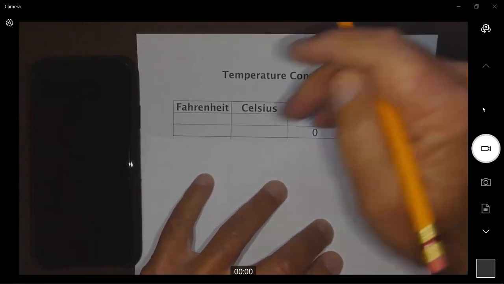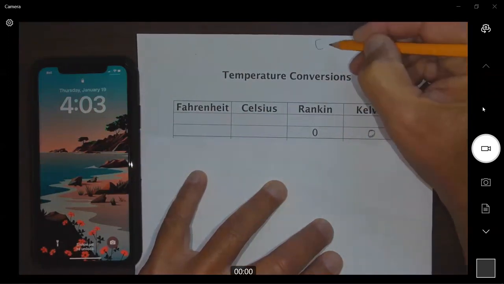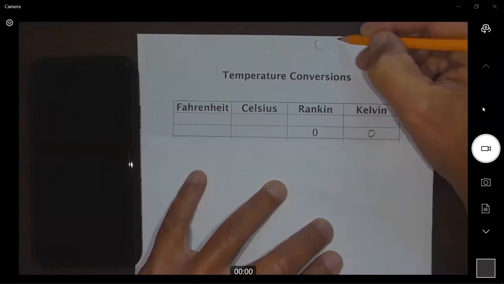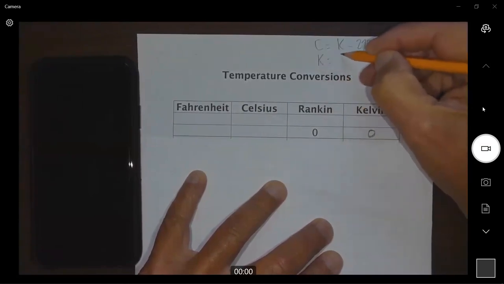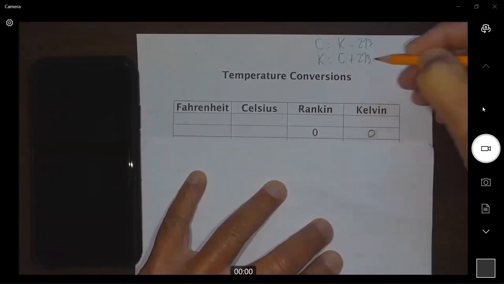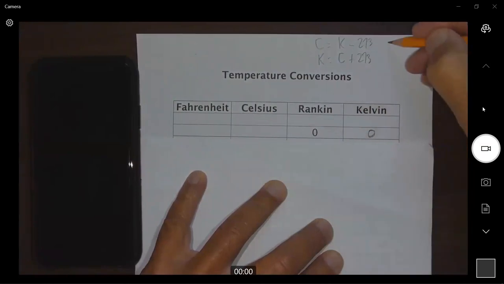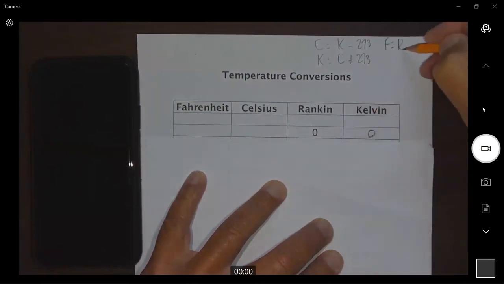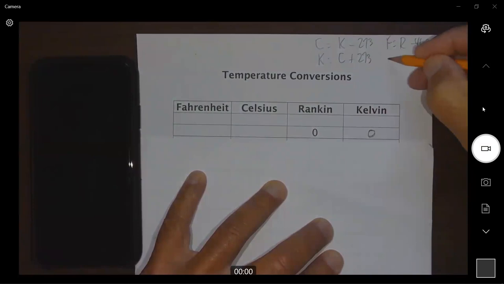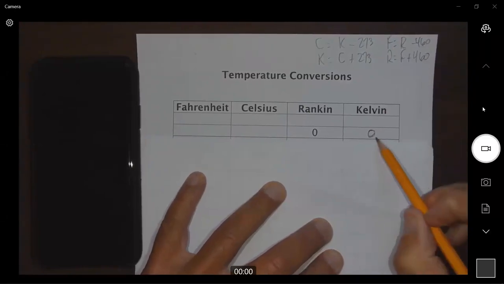So to get from Celsius, Celsius equals Kelvin minus 273. Kelvin equals Celsius plus 273. Just put those at the top of your sheet, right? Fahrenheit equals Rankine minus 460. Rankine equals Fahrenheit plus 460.